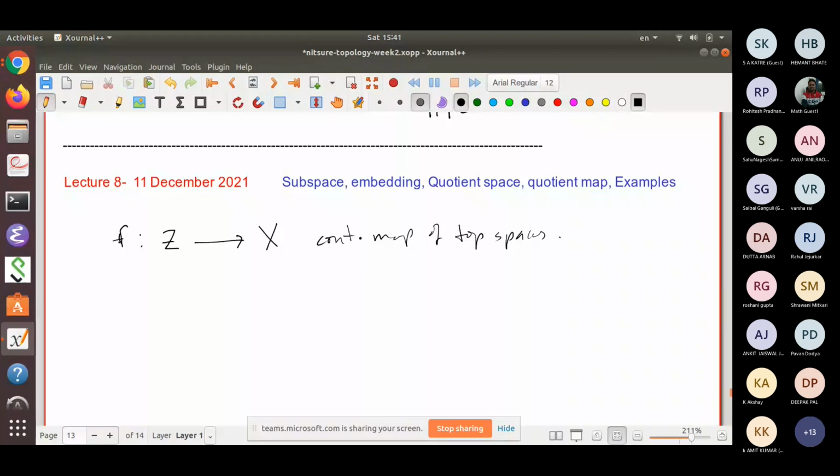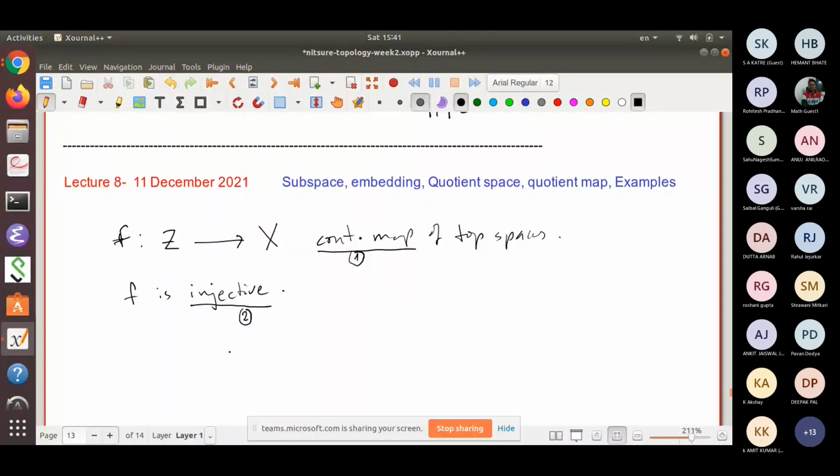And suppose it has three properties. One is it is a continuous map. Now suppose that F is injective. Okay, this is the second property. Continuous map we want, of course, we want continuous. This is the second property.